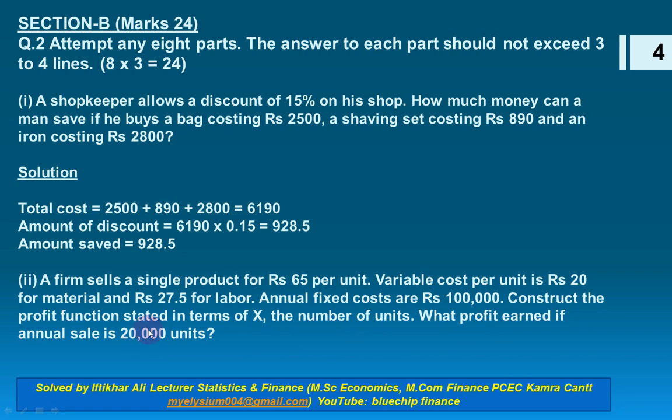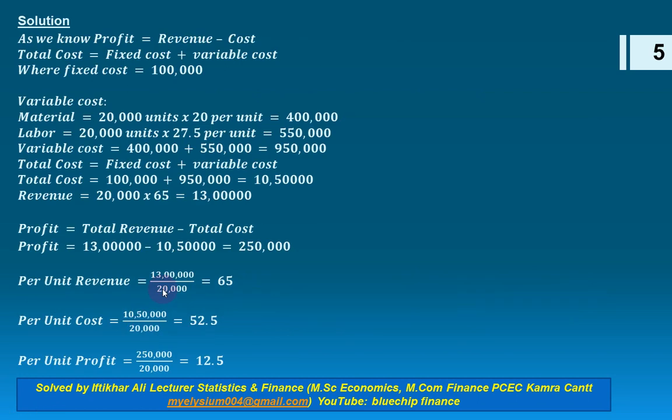So it is the case of calculation of profit, and it is always equal to revenue minus cost. Profit is always equal to revenue minus cost, and total cost is always equal to fixed cost plus variable cost.